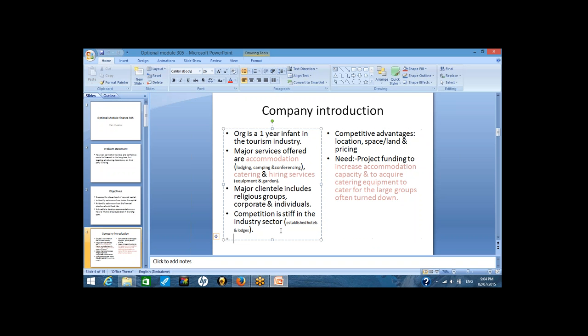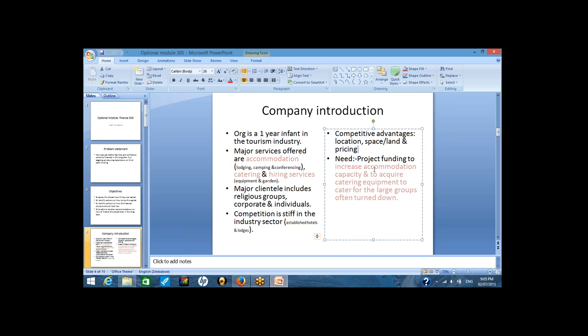Competition is really stiff, because the industry is full of established hotels and lodges that have been in the market for quite some time, and we are still just entering the market, so there is great competition. But we feel Bethel has the competitive advantage of its location, which is the peri-urban of Harare, about 20 kilometers outside Harare, where the place is more quiet, there is a lot of nature, and there is more space, because we own the land, and we have tried to penetrate the market by having a competitive price.